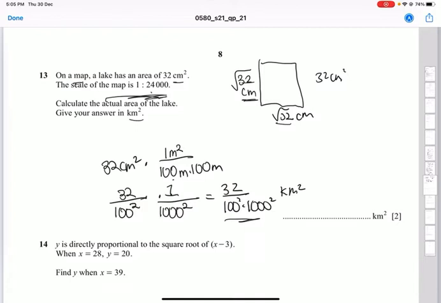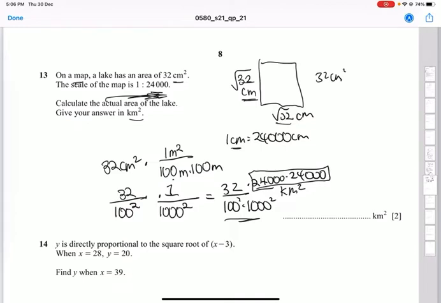Now they ask you to scale it. The scale is 24,000, so you need to multiply this by 24,000 times 24,000, because this scale is in centimeters. So 1 centimeter is 24,000 centimeters. To put it into area, you need to square it. So that's why you square this here, and that essentially gives you your answer. And it should come out as about 1.8432 if you do your calculations right.